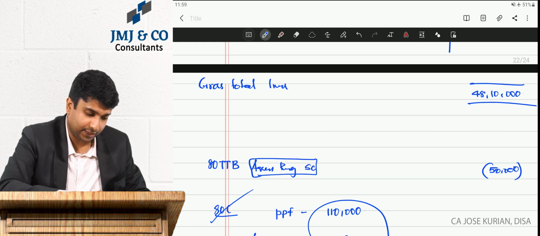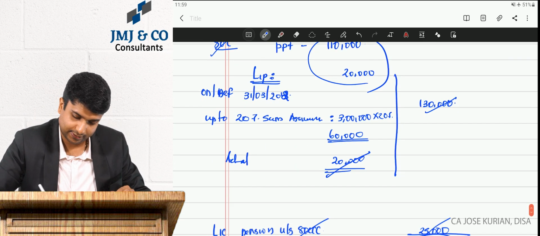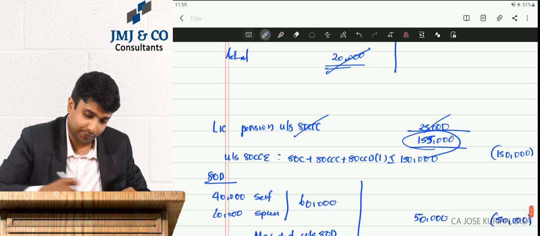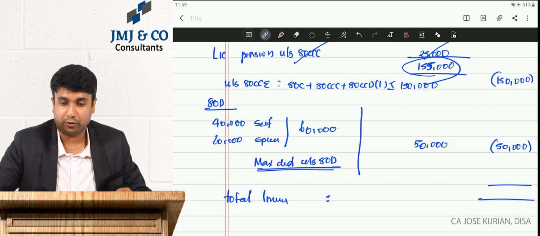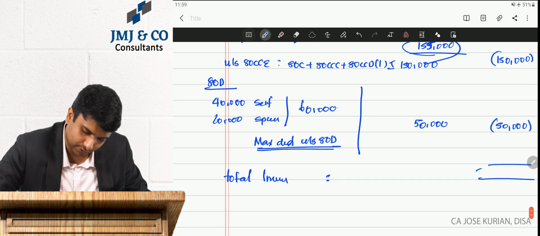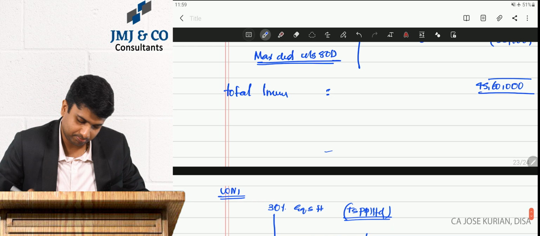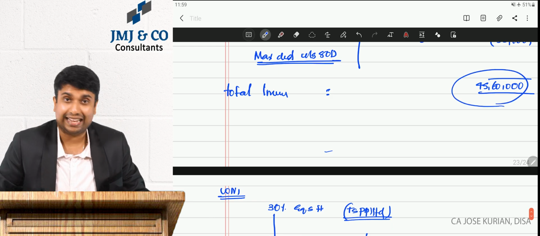48,10,000 minus 50,000, then minus 1,50,000, then minus another 50,000. The total income would be 45,60,000. 45,60,000 would be the taxable total income. Alright, now we need to compute the tax liability.